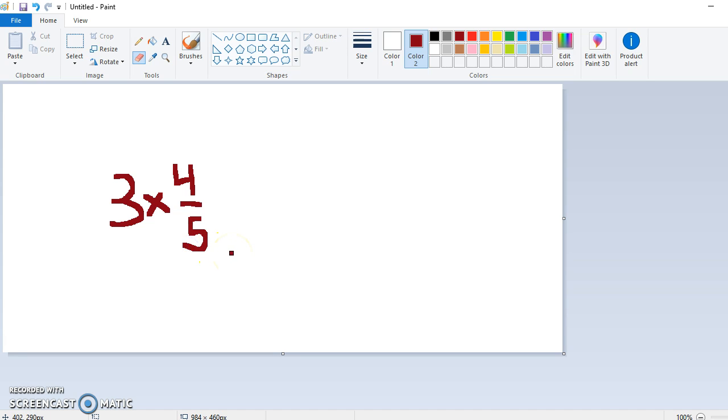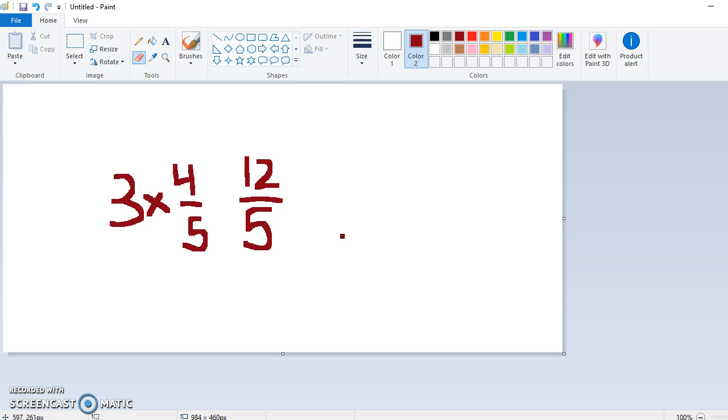Okay, so the first thing that I'm going to do here is, again, I'm going to leave this denominator 5 alone. I'm going to take my whole number and I'm going to multiply 3 by 4. So I will get 12 over that same denominator. So I'm going to take 5 and I'm going to put it over here. So we have 12 over 5.